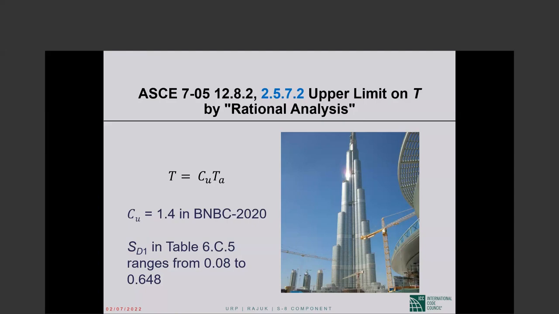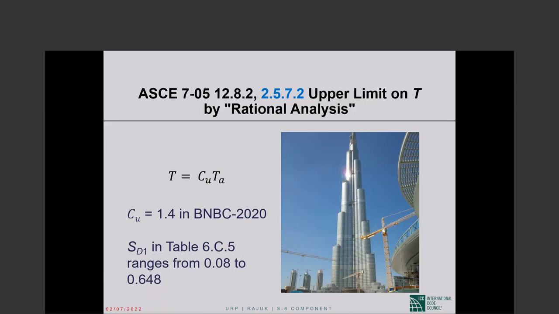That is not the purpose of rational period computation. That actually defeats the purpose. It is not supposed to be a license to lower your design base shear just as much as you would like. So that being the case, there are restrictions on rationally computed period. You can compute it as long as you want it to be, but for design purposes, you shall not take it any more than a multiplier times the approximate period.